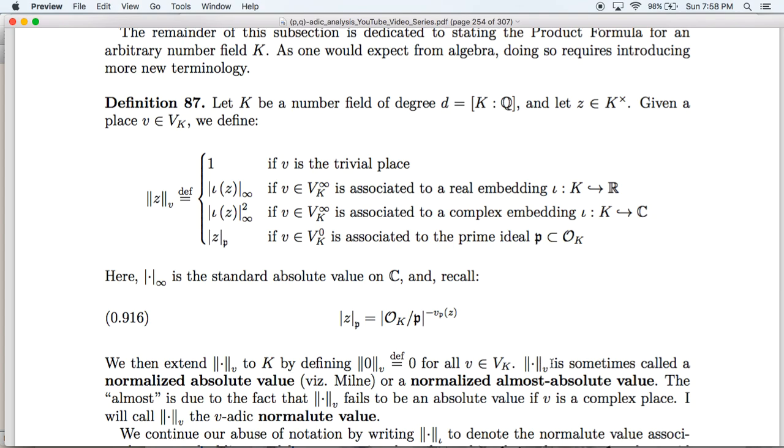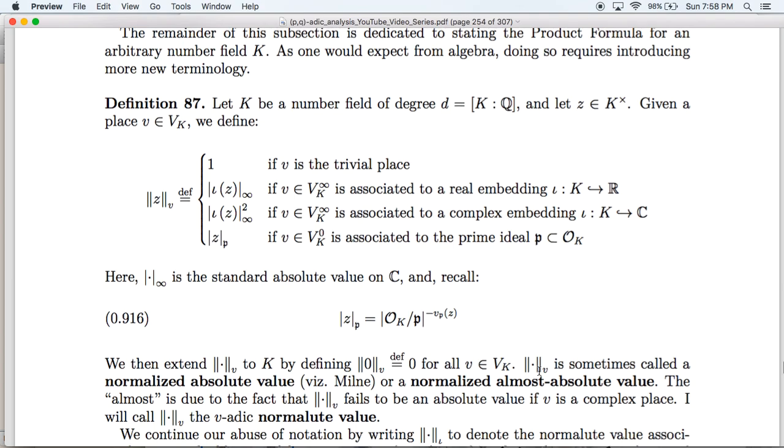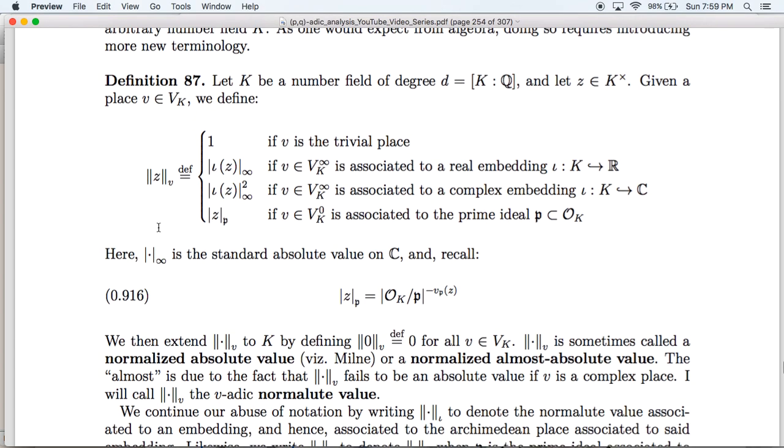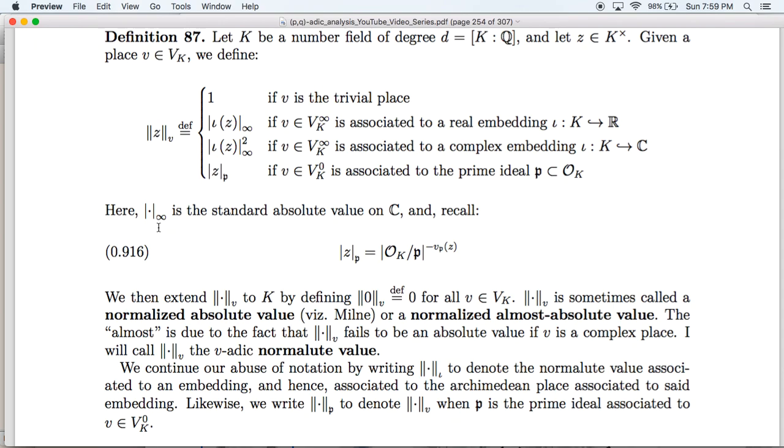Milne calls this a normalized absolute value, although he mentions, somewhat tongue-in-cheek, that when we're considering a complex place, this is no longer an absolute value. He just says the best way to deal with this is to just ignore it. Some people call this a normalized almost absolute value, which is a mouthful, so I will call this a normalute value. I like the way it sounds. It sounds like Malamute, which is a very large type of dog that you find in the Pacific Northwest.